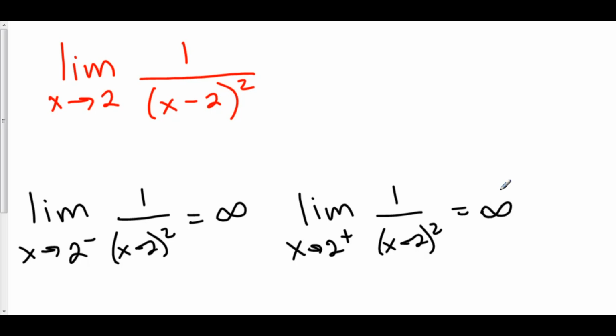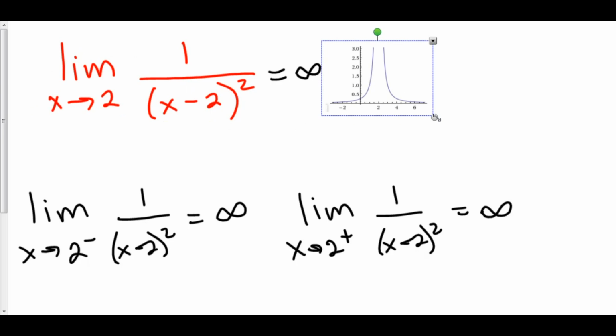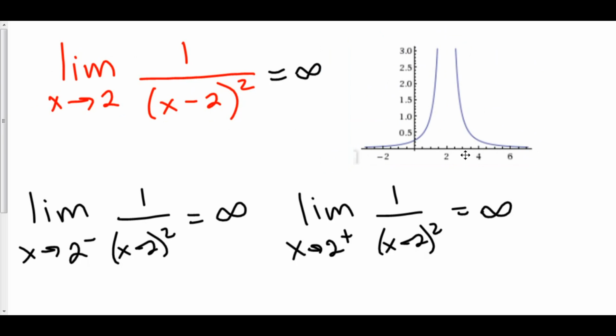So this function to the left of 2 is approaching infinity. To the right of 2 is also approaching infinity, and therefore the limit is equal to infinity. If you look at the graph of it that we have from Wolfram Alpha, we can see that as x approaches 2 from the negative side, we're going off to infinity. And from the right-hand side, we're still going off to infinity. And therefore, the limit is infinity.